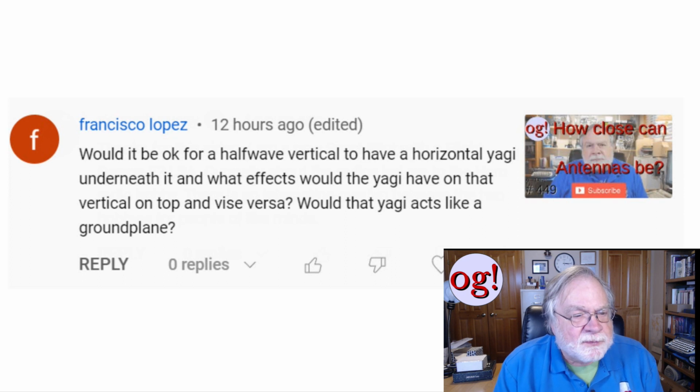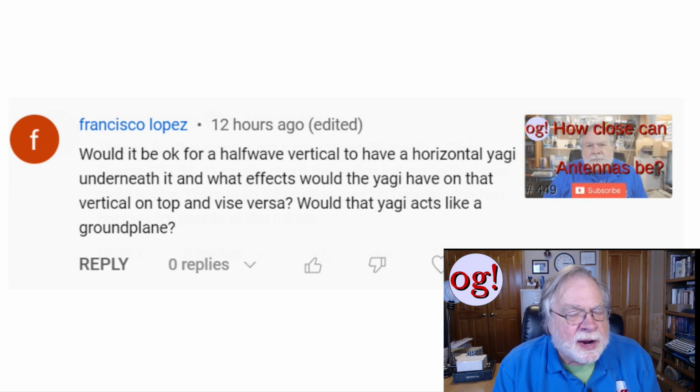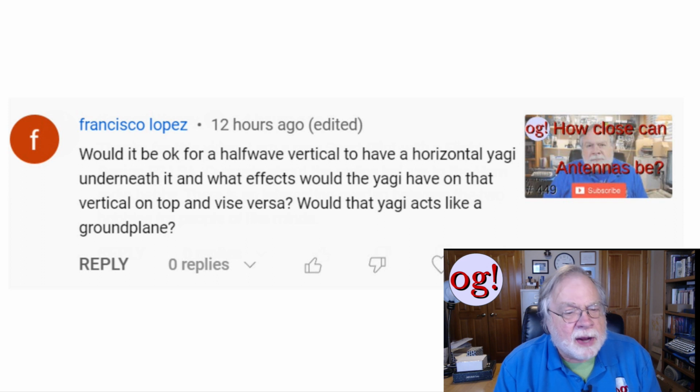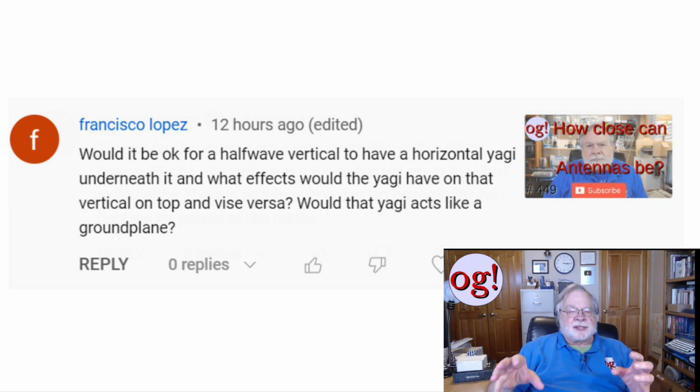This one is from Francisco Lopez. Would it be okay for a halfway vertical to have a horizontal Yagi underneath it? Yeah. And what effects would the Yagi have on that vertical on top and vice versa? Would that Yagi act like a ground plane? No, it wouldn't. A Yagi's a Yagi, and it's usually designed for certain specific frequencies, for the ones us mere mortals can afford.